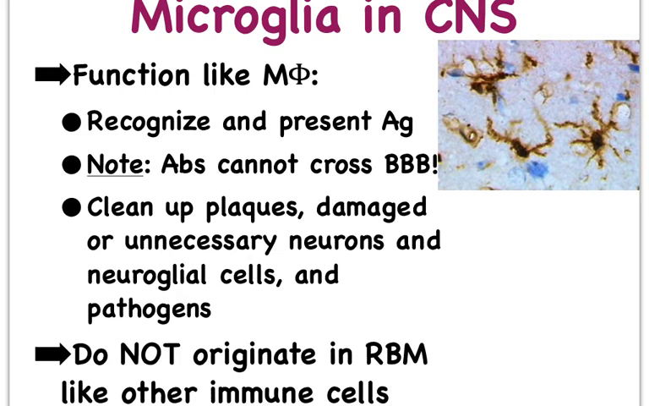At any rate, these microglia go after all kinds of damaged cells or old cells or pathogens. They might clean up plaques. You might have heard of the formation of plaques when people have developed full-blown Alzheimer's, etc. They're different cells. They do not originate, we think, in the red bone marrow, like most other immune cells do.